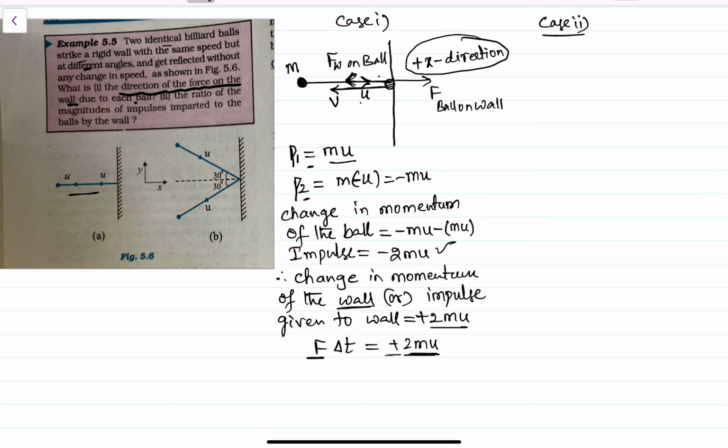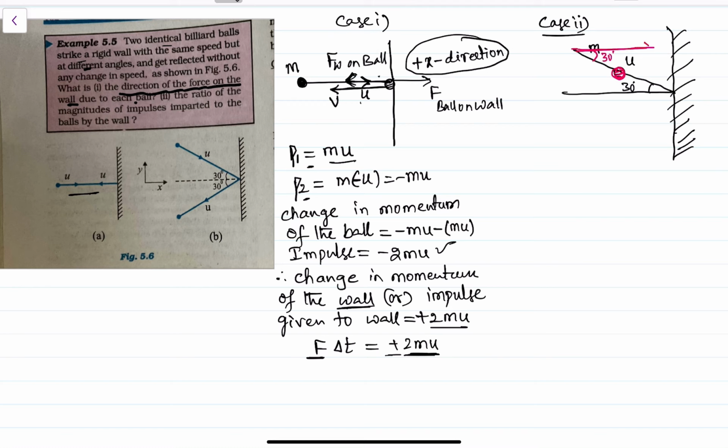Case 2. In case 2, the wall is like this. Now I'm going to discuss the second case. This is the wall, and initially the ball is striking the surface like this. Consider this the horizontal axis. The mass of the ball is m, and its speed is u, making an angle of 30 degrees with the horizontal. So this alternate angle will also be 30 degrees. Are you following me?